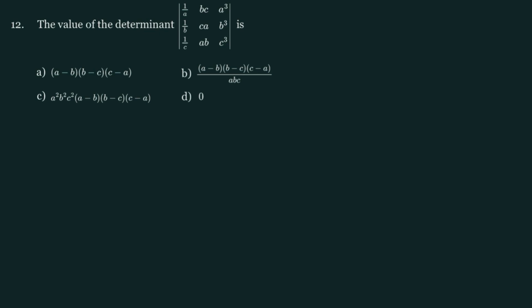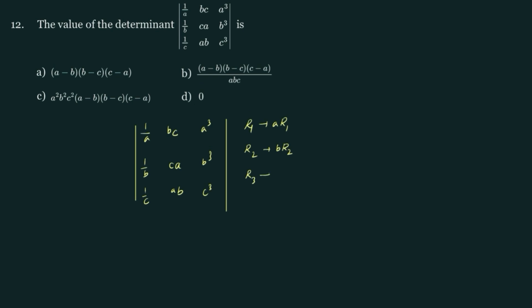Question number 12, we have to find the value of this determinant. So let us solve this determinant. We will apply row operations here. Let us multiply the first row with A, the second row with B, and the third row with C. If I multiply the first, second, and third rows with A, B, and C respectively, then obviously I have to divide by A, B, and C outside the determinant.